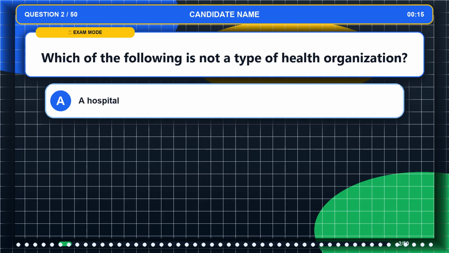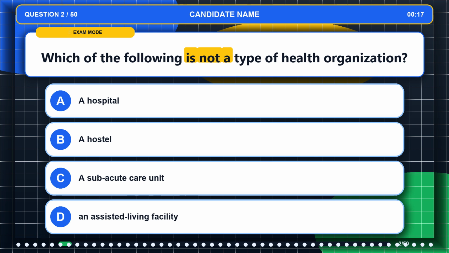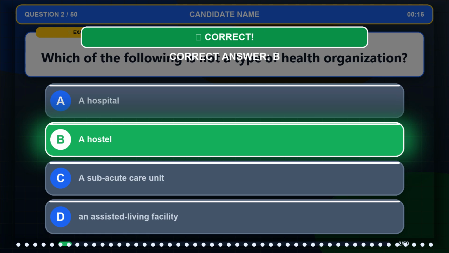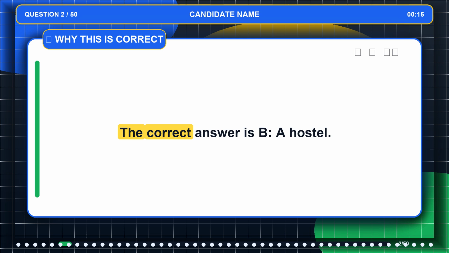Question 2. Which of the following is not a type of health organization? Option A, a hospital. Option B, a hostel. Option C, a subacute care unit. Option D, an assisted living facility. The correct answer is option B, a hostel.